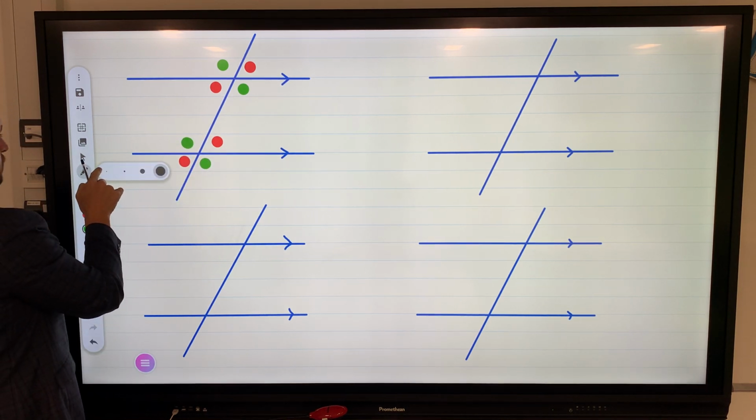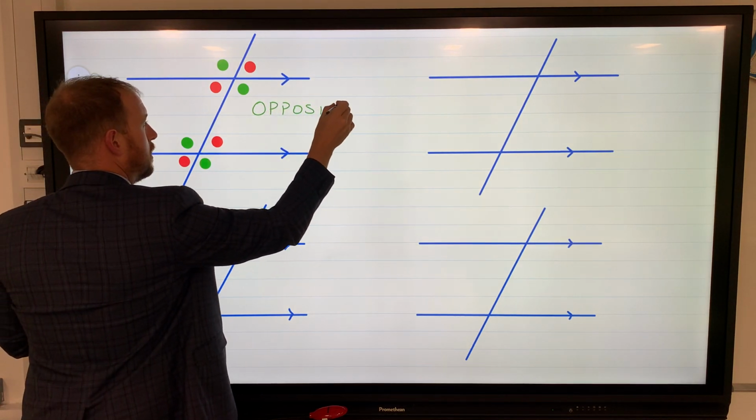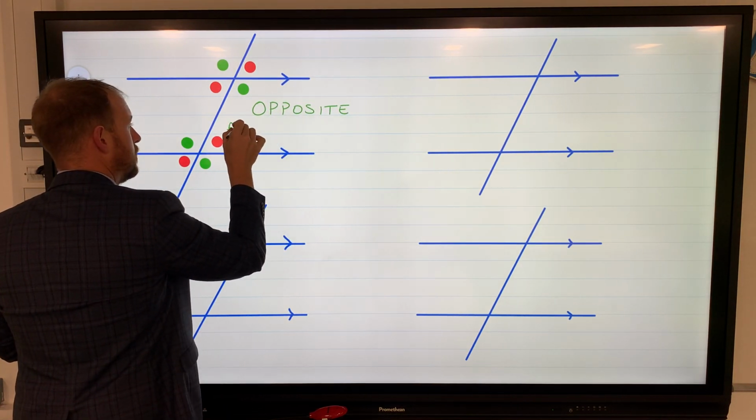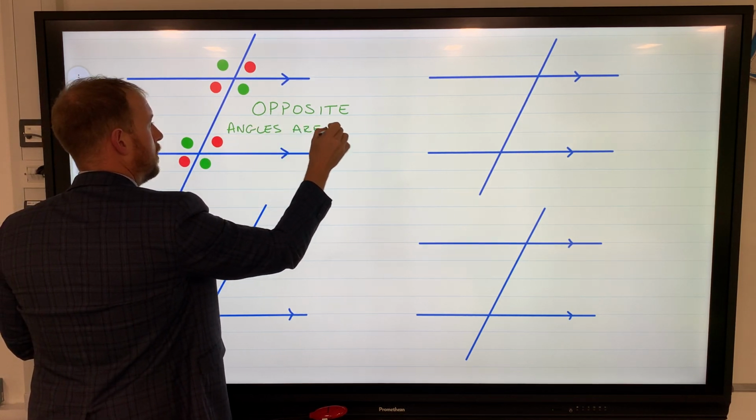So just to make a note of that, opposite angles are equal.